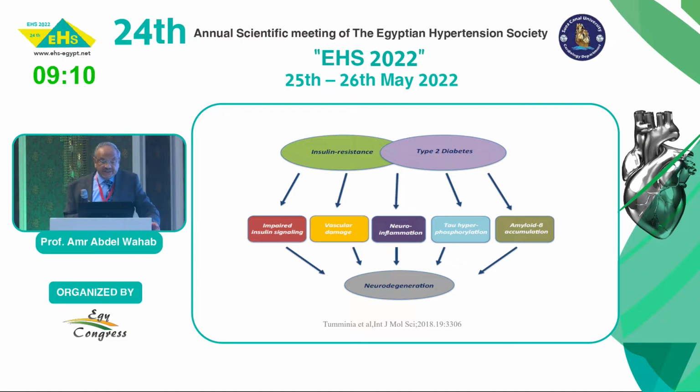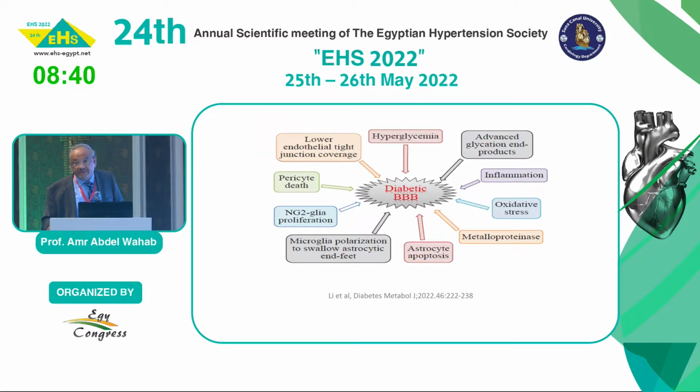The insulin resistance leads to impaired insulin signals, vascular damage, neuroinflammation, and tau protein hyperphosphorylation. Tau is a protein needed for neuron integrity. It's affected in Alzheimer's in the presence of insulin resistance. And finally, the well-known amyloid beta accumulation that leads to neurodegeneration.